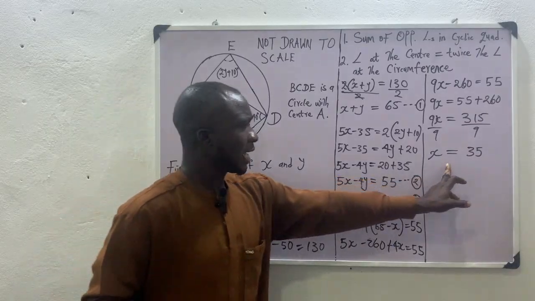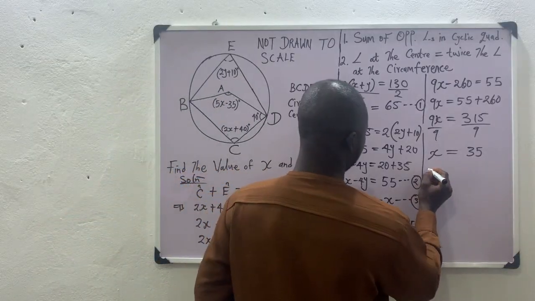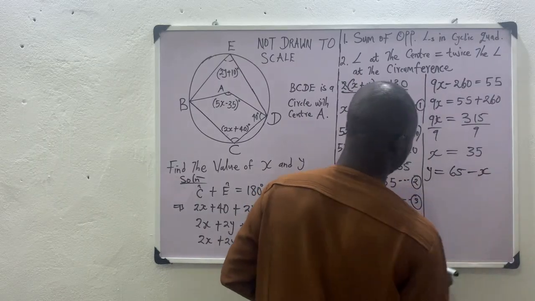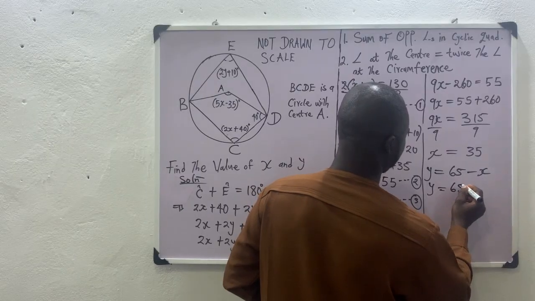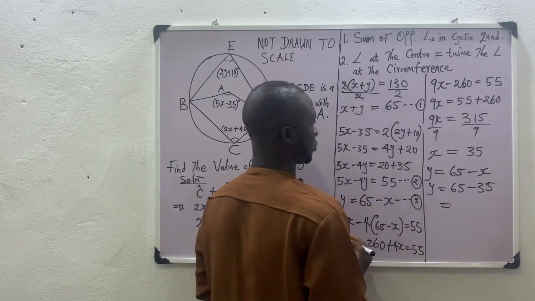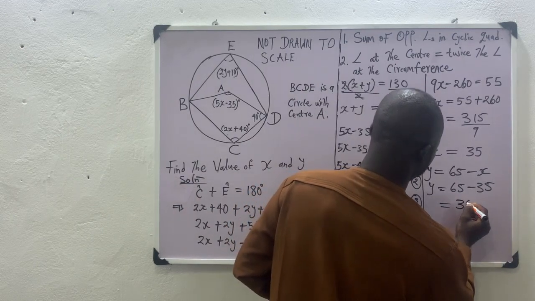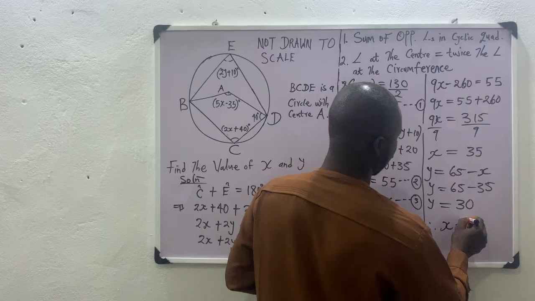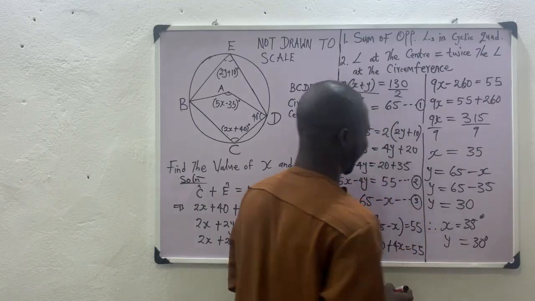Now, we replace x with 35 in equation 3. Already equation 3 states that y is equal to 65 minus x. And we have obtained our x to be 35. So our y will be 65 minus 35. And if we do the subtraction, 65 minus 35, that will simply give us 30. So therefore, our x is 35 degrees and our y is 30 degrees.